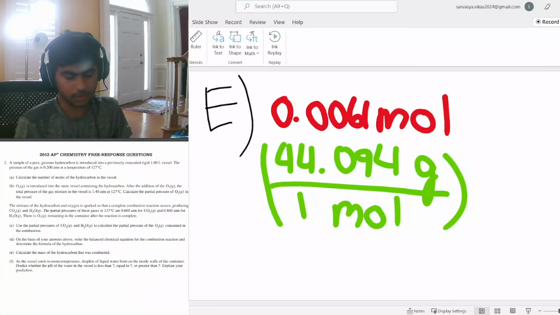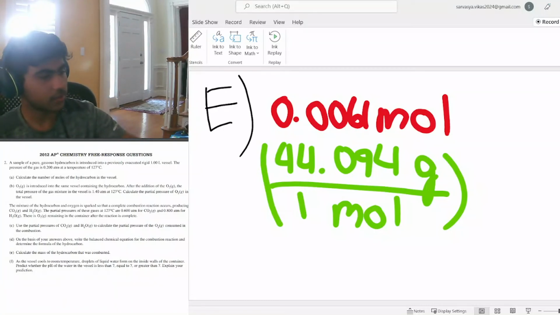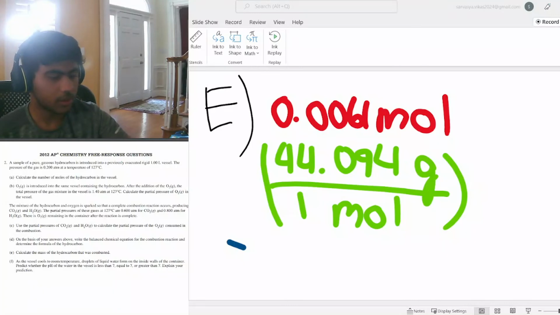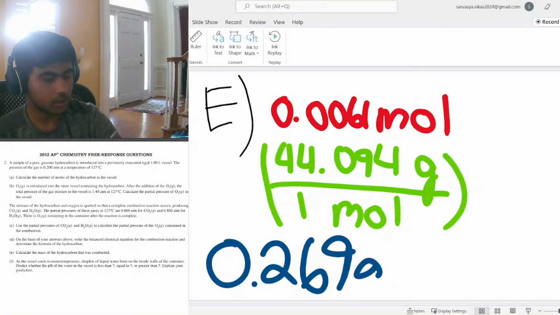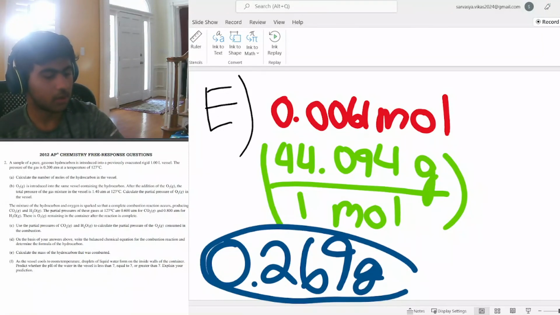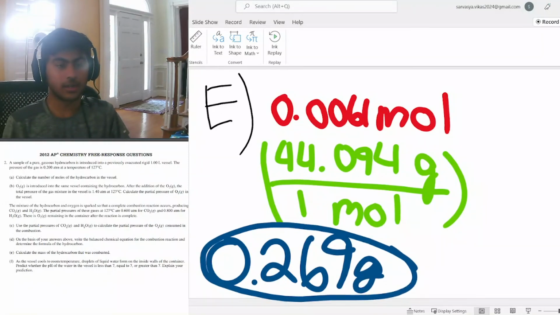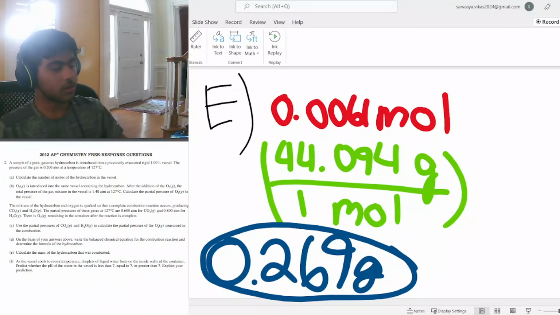So multiply that by 0.0061, and that gives us a total, to how many significant figures? We're going to 3 significant figures. That gives us 0.269 grams of hydrocarbon, and that is our answer. Let's move on to the next part.